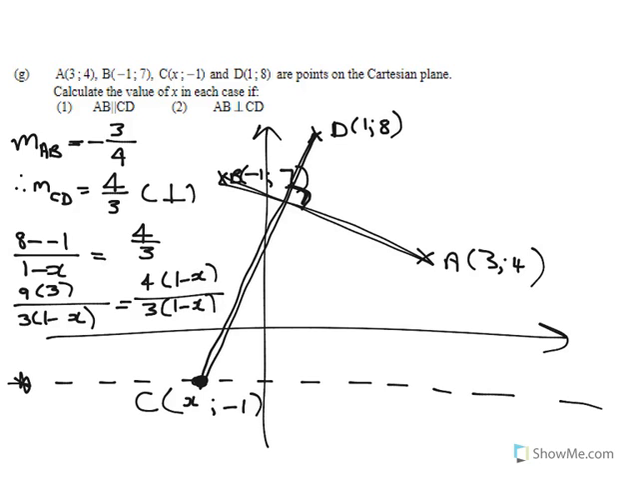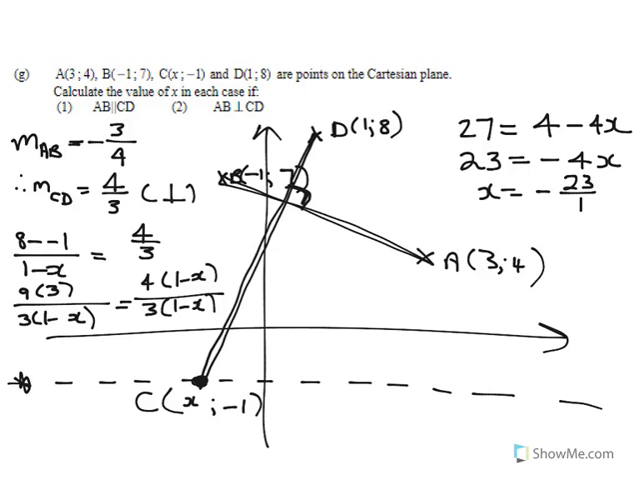Now I can ignore my denominators, so that would be 27 is equal to, let's distribute the 4, 4 minus 4x. Then I'd subtract 4 on both sides, so that would be 23 is equal to -4x. Divide both sides by -4, so that would be -23/4, or some might prefer to say -5 3/4. So that's what that x coordinate would be.